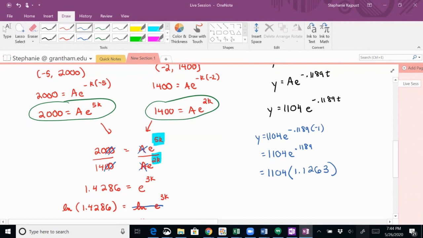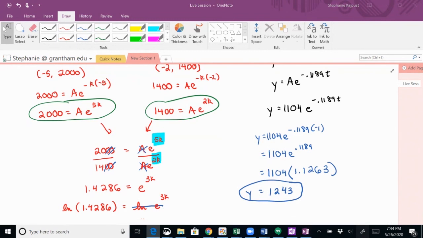And then I just need to multiply that by 1104. And this gives me 1243. And I get decimals, but because we're talking about population here, it makes sense to round it. And so I'm going to round that to a whole number. And so we get a final answer for the number of bats 1 year ago as 1,243.